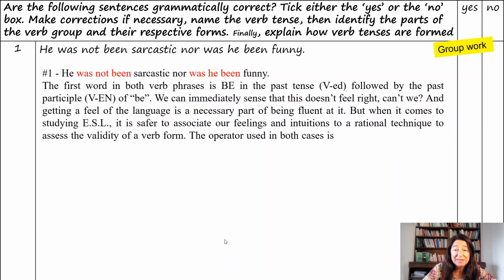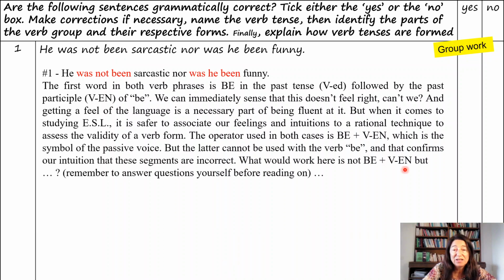Now, does that exist? Well, yes, it does. Be plus VEN is indeed an operator that you can use to give a form to a verb, but this operator cannot be used with the verb be. Okay? So he was not said to be sarcastic, for instance. That would work, and that would be be plus VEN. But VEN here cannot be the past participle of be. Okay, so that is why this sentence is not correct. This verb phrase is not correct.